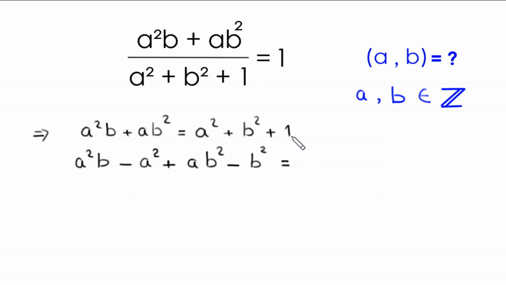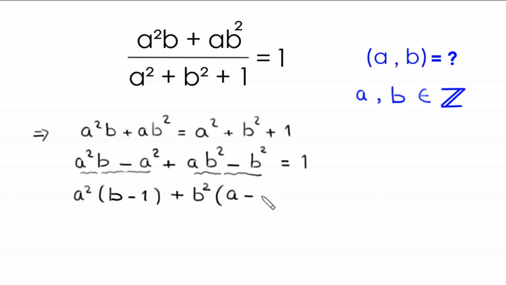Now from these two terms, a squared b minus a squared, we can factor out a squared, in bracket b minus 1. And from these two terms, ab squared minus b squared, we can factor out b squared, in bracket a minus 1, equal to 1.